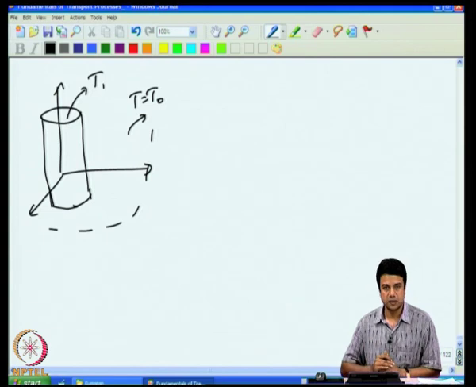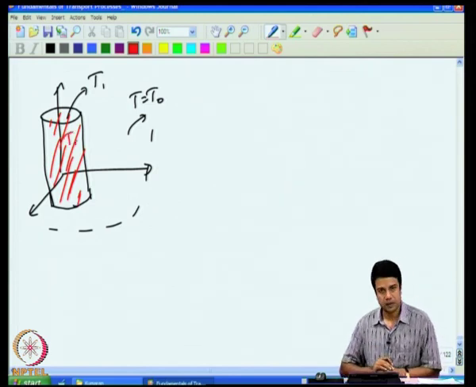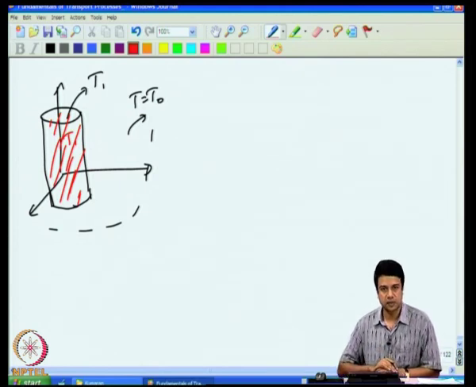It is immersed in this bath, and as time progresses, the temperature of the cylinder decreases with time. In the final state, of course, the temperature will be T naught everywhere. However, initially at time t equal to 0, the temperature everywhere within the cylinder is going to be equal to T1. And only at the outer surface, as soon as it is immersed, the temperature is going to come down to T naught.